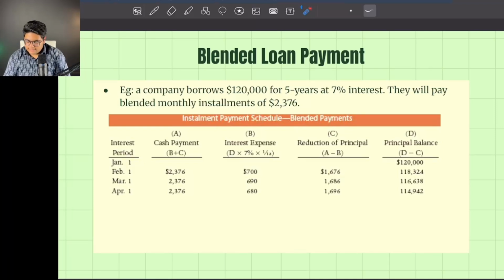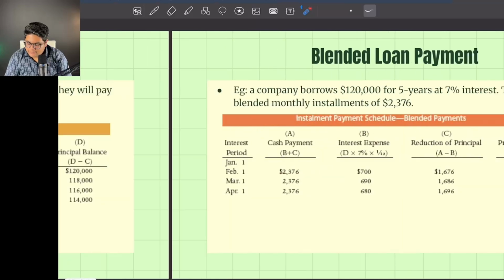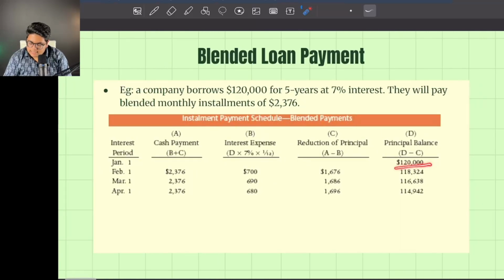So how this works is the first calculation is pretty simple. First, you need to understand that every single month this number will be given to you. You will be paying 2,376. So the first calculation for interest is the same as before. You take your 120K, times 7%, times 1 over 12 to get 700 interest. Now you know that you're going to be paying this amount no matter what.